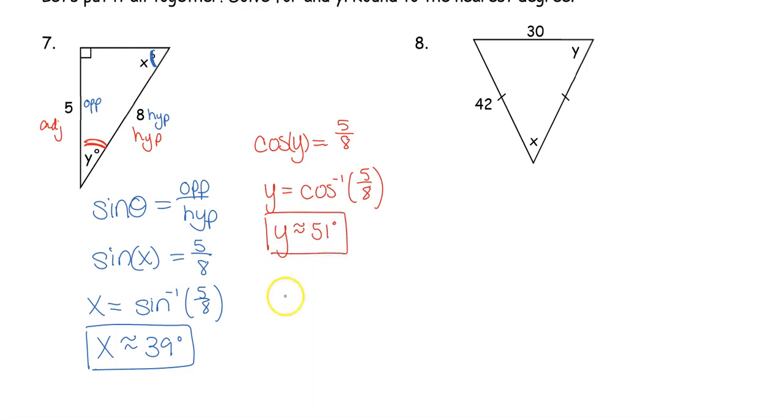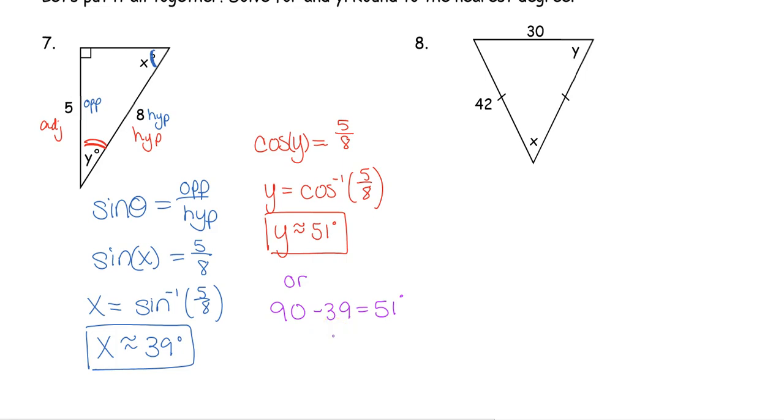Now, we could have also done, we know in a triangle, all three angles have to add up to 180, or if you remember from the other day, the two acute angles have to be complementary. So we could have just done 90 minus 39 and found 51 that way using our triangle sum theorem, or the fact that the acute angles are complementary to each other.